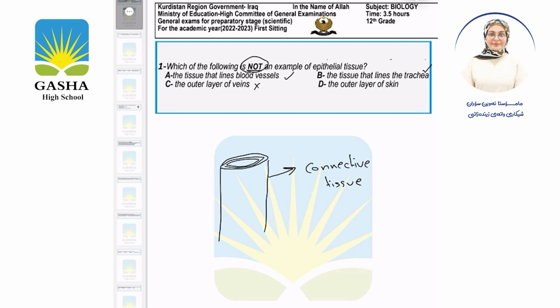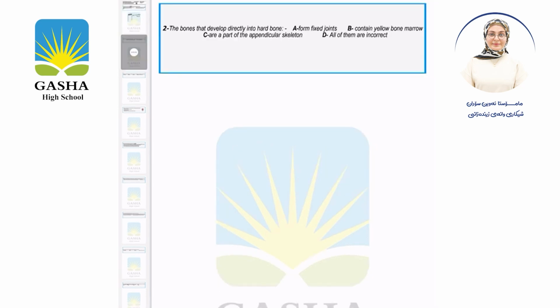And the last choice, the outer layer of skin, yes, sure, is epithelial tissue. So the most correct answer for this question is what? It is C. The second question: the bones that develop directly into hard bone.